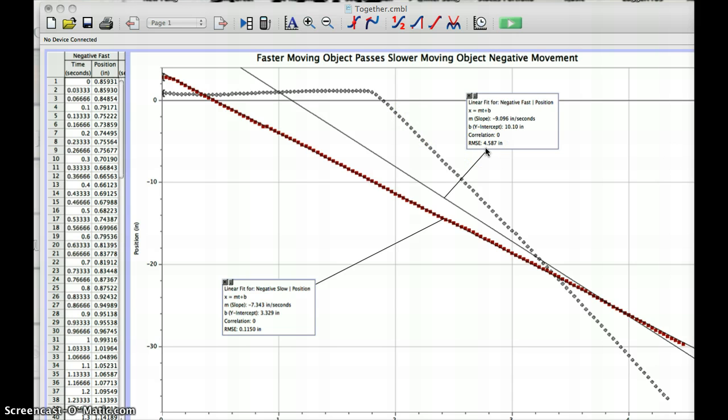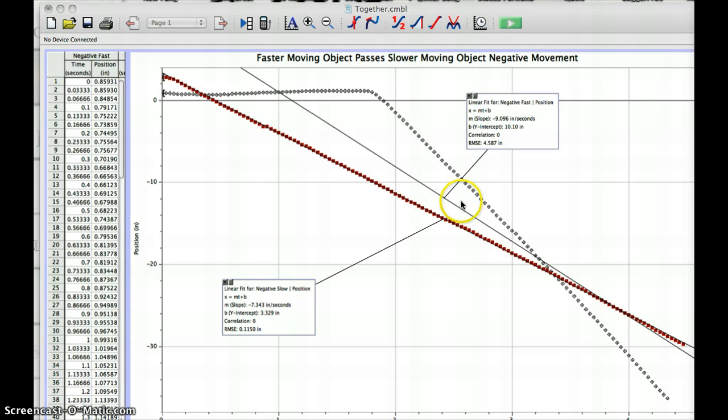So the position is the same. I mean, not the position. The equation is the same as most others. It's position equals slope times time plus the y-intercept. So let's start off with the slower object. Its slope is equal to roughly -7 inches a second. So every second it would move 7 inches in the negative direction, and its y-intercept is roughly 3 inches. So its starting point was 3 inches.